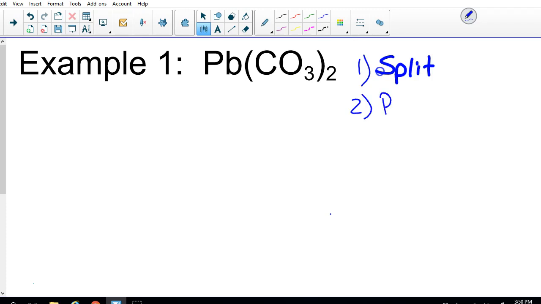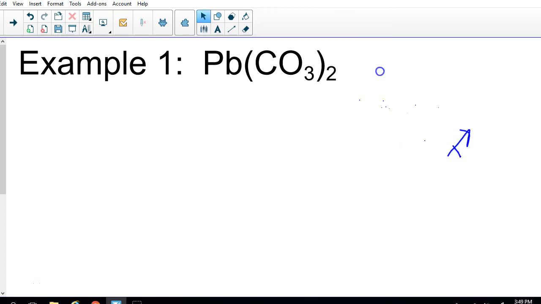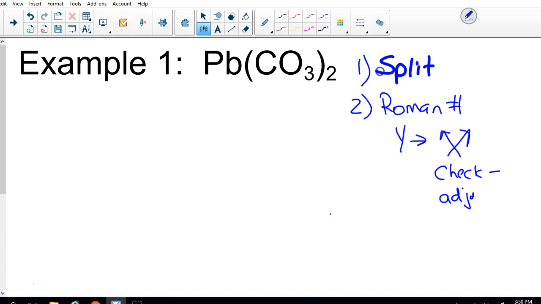You're going to check for Roman numerals. If it's a yes, then you're going to reverse crisscross. You're going to check the negative. You're going to adjust. And then name. If it's a no, you're going to just name.